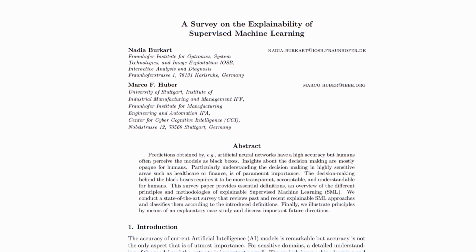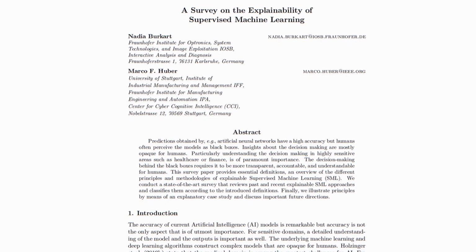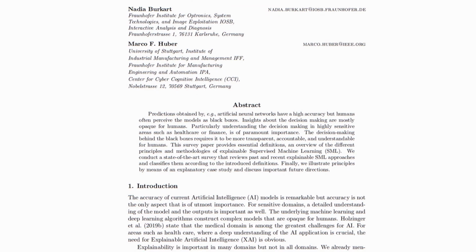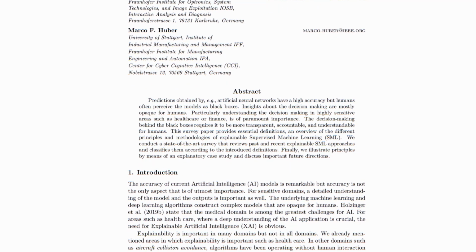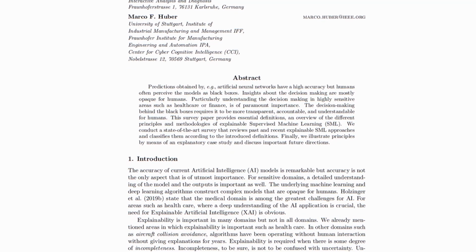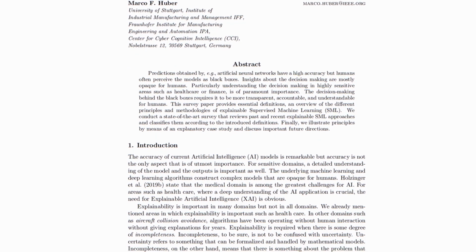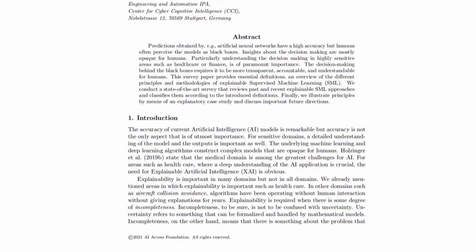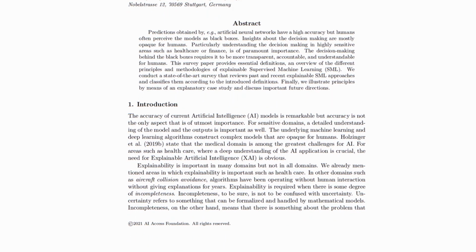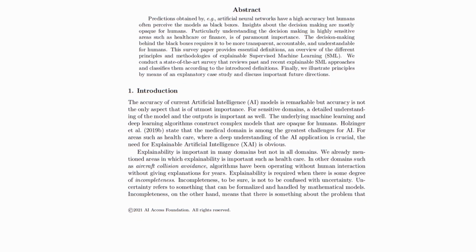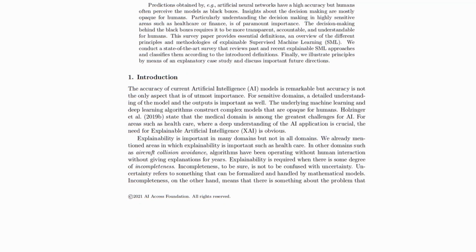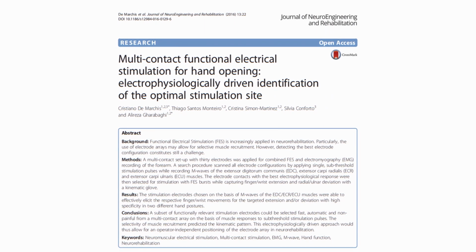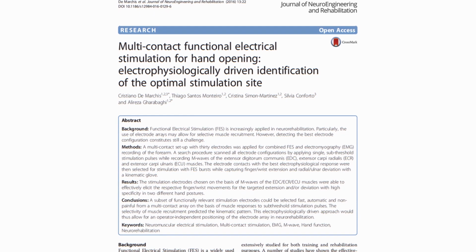A survey on the explainability of supervised machine learning. Introduction. The accuracy of current artificial intelligence, AI, models is remarkable, but accuracy is not the only aspect that is of utmost importance. For sensitive domains, a detailed understanding of the model and the outputs is important as well. The underlying machine learning and deep learning algorithms construct complex models that are opaque for humans. State that the medical domain is among the greatest challenges for AI. For areas such as healthcare, where a deep understanding of the AI application is crucial, the need for explainable artificial intelligence, XAI, is obvious.